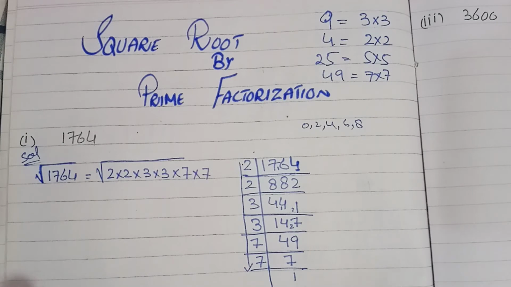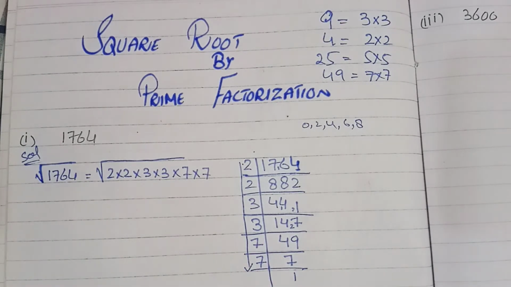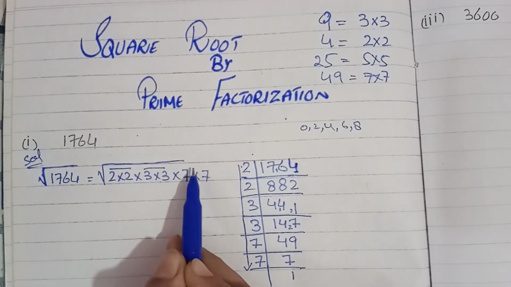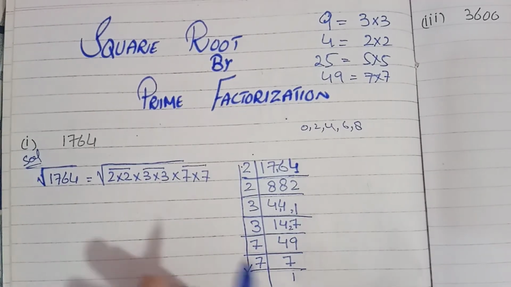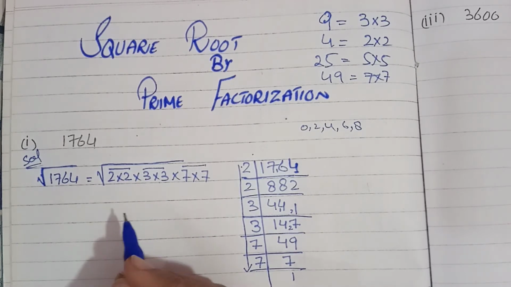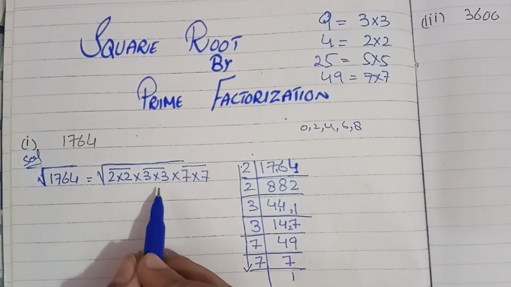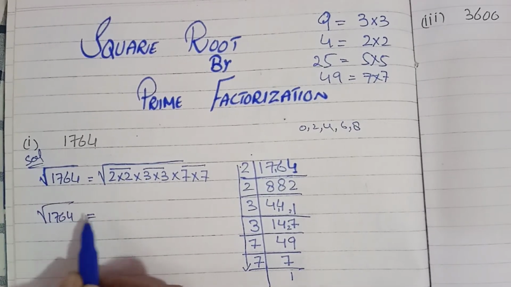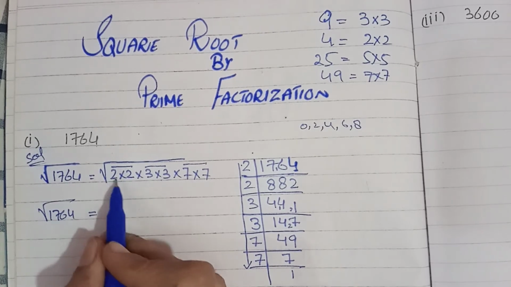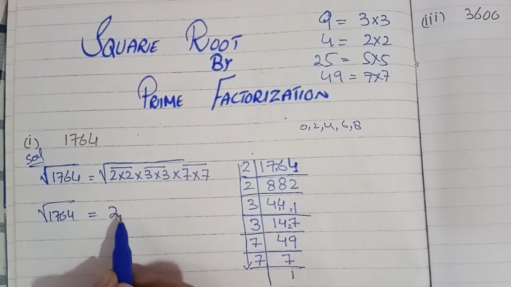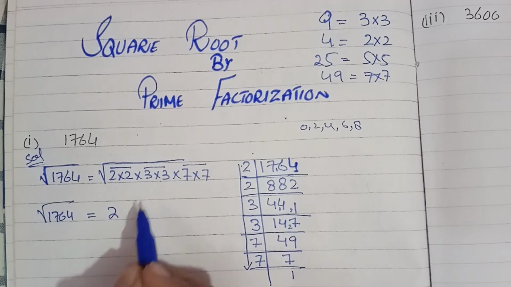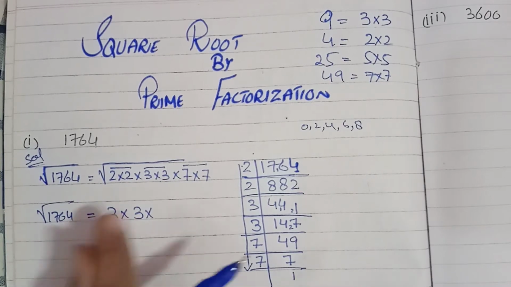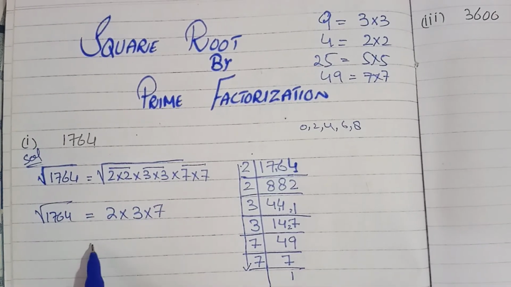What is next? The first step was to find out the prime factors. Second step is make pairs. 2 and 2 make a pair, 3 and 3 make a pair, and 7 and 7 make a pair. Third step is take out one factor of each pair. So 2 comes out, 3 comes out, and then take out one factor of each pair. Now multiply all these numbers.